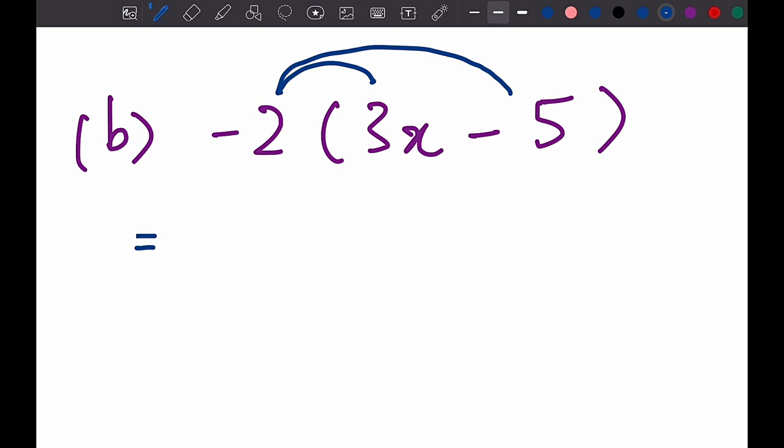Alright, and so remember that there is actually an invisible multiplication here. So that means we're actually taking negative 2 times positive 3x. So therefore, focus on the number: negative 2 multiplied with 3 is going to give me a negative 6 and an x, right? And then the next one will be negative 2 multiplied with negative 5. So remember that a negative number multiplied with a negative number is going to give you a positive number. So plus, 2 times 5 is a 10.